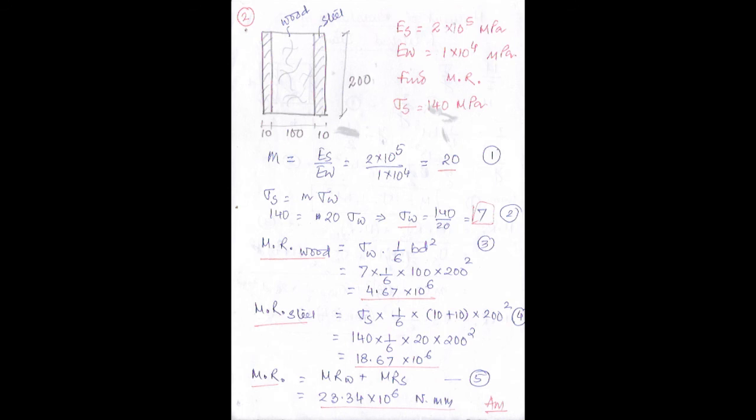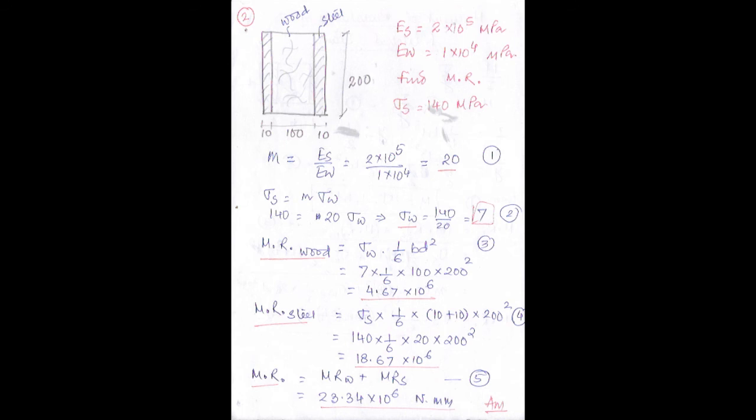Next is MR of steel. Again, how can we find it out? Sigma S into 1/6. What is the width of the steel plate? 10 mm here and 10 mm on the left hand side and on the right hand side. So 10 plus 10. Total steel plate width is 10 plus 10, into 200 square, that gives us 18.67 into 10 raised to 6.